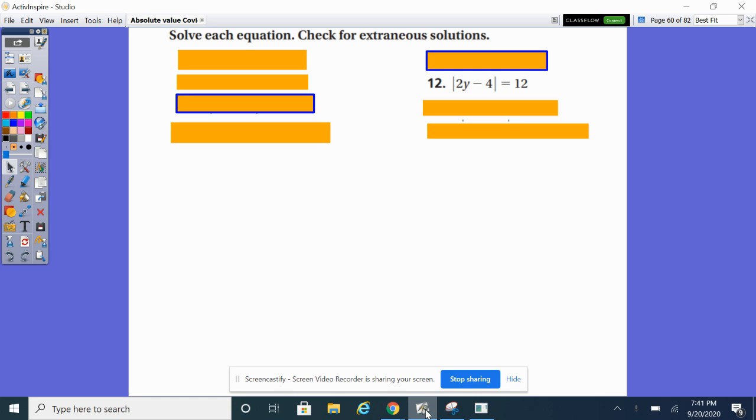All right, this is going to be a two-parter lesson just in case my computer crashes, so we're going to want to watch both videos. I want to do a review in this first one about solving absolute value equations.